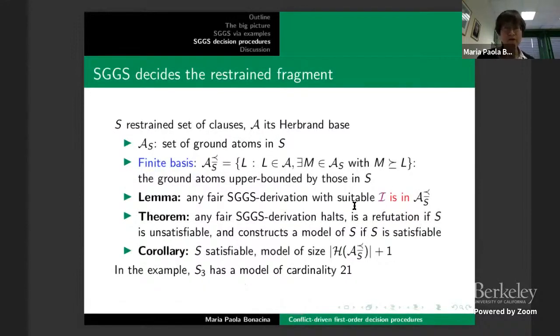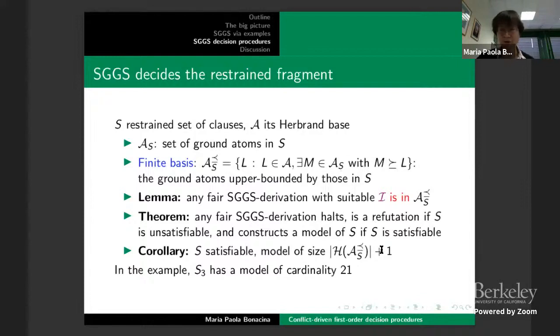Now we can show that SGGS decides any restrained fragment, because given such a set of clauses, we can take the set of ground atoms that appear in the set of clauses. We can take as finite basis the set of ground atoms upper bounded in the ordering by those that appear in the input. So we take all the L in the Herbrand base such that there is an M among the ground atoms appearing in the input such that M is greater or equal than L.